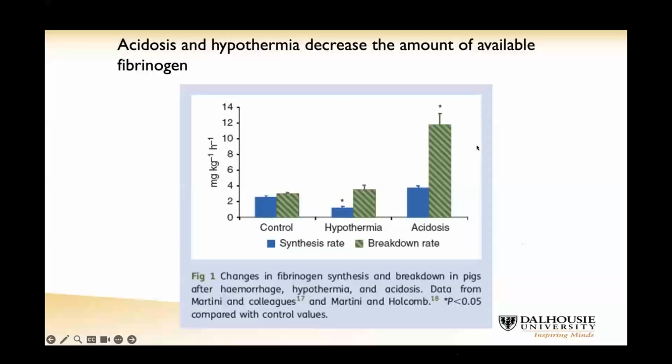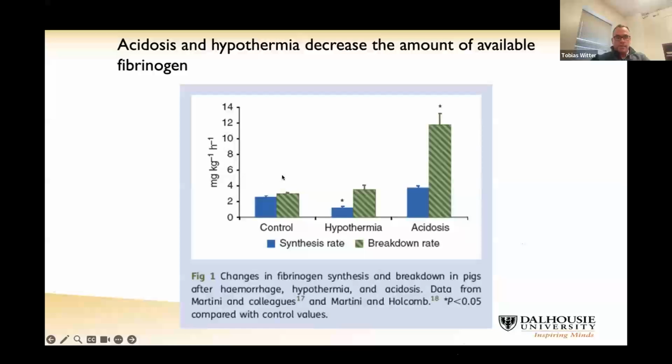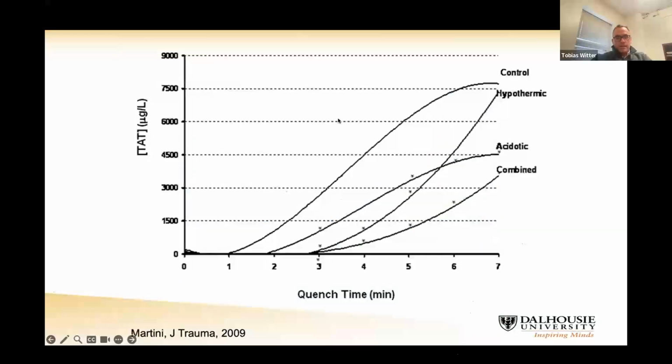In net, what we can see then is, from a fibrinogen point of view, hypothermia leads to a lower synthesis rate and a higher breakdown rate. That's for fibrinogen. When we look at thrombin, again, the main clot enzymes are activated thrombin and fibrinogen that we need to form a clot. And the other factors are important too, but those are the major ones.